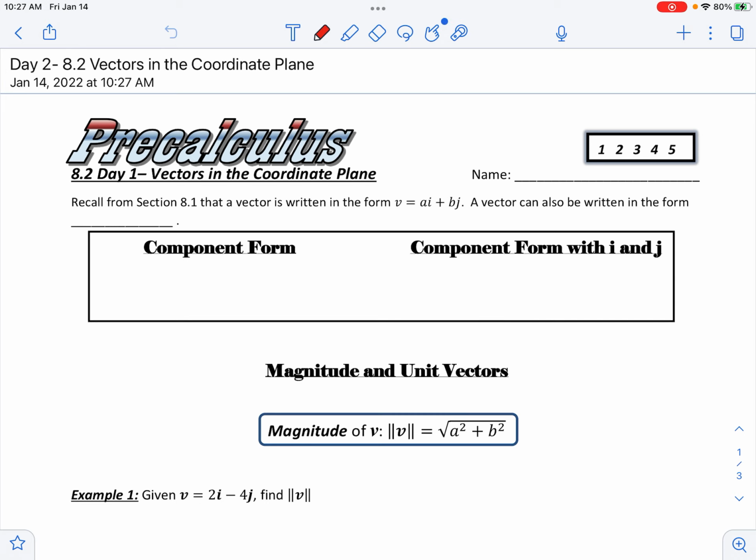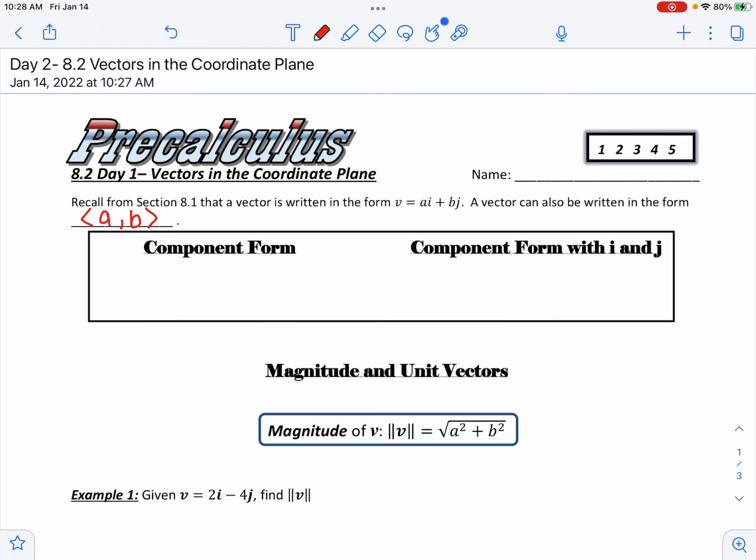All right, so this is 8.2 day 1, which is vectors in the coordinate plane. Recall from section 8.1, which is notes prior to these ones, that a vector is written in the form v equals a times i plus b times j. A vector can also be written in the form ⟨a, b⟩. So this is called component form.